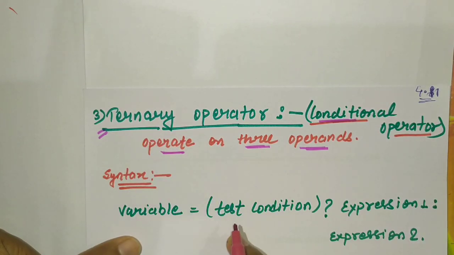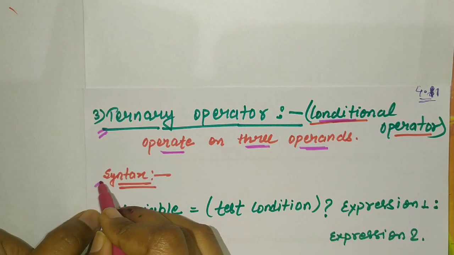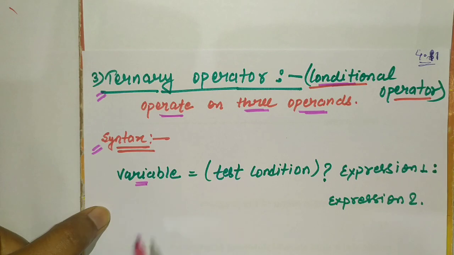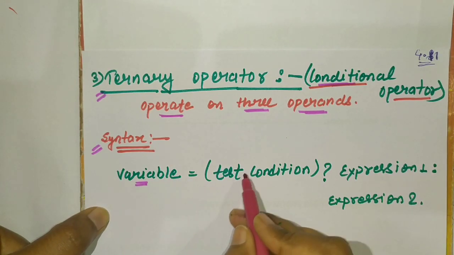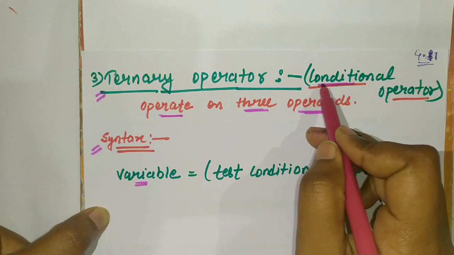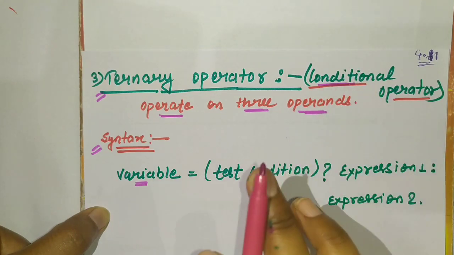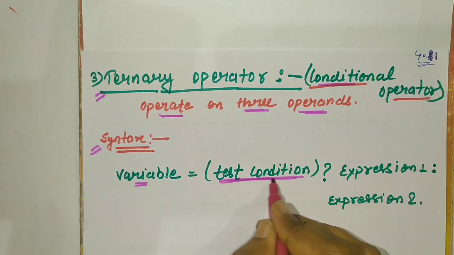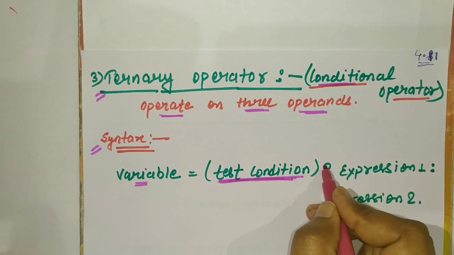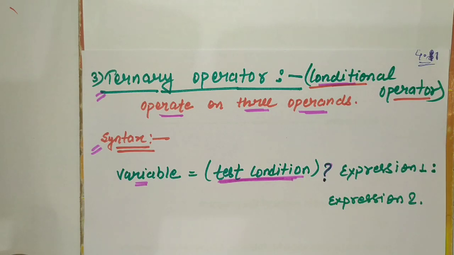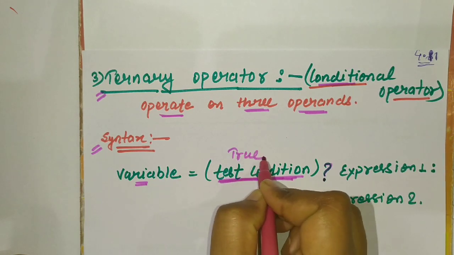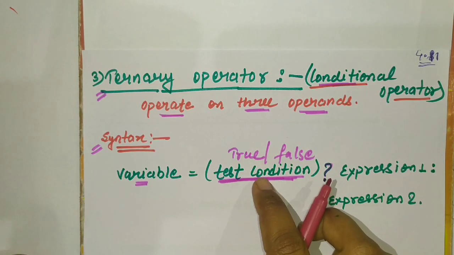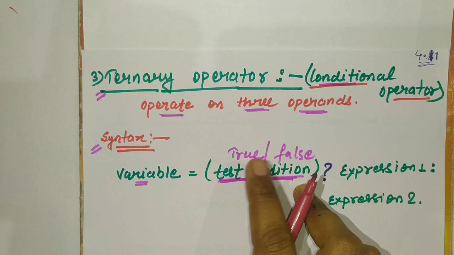So how can we write this ternary operator? Here is the syntax. Firstly, here is a variable that stores any value. I already told you this is a conditional operator, so in this operator the condition is compulsory. First is a condition, and then we put a question mark. Why do we put a question mark? Because we don't know whether this condition is true or false. A condition gives only two values: true or false.